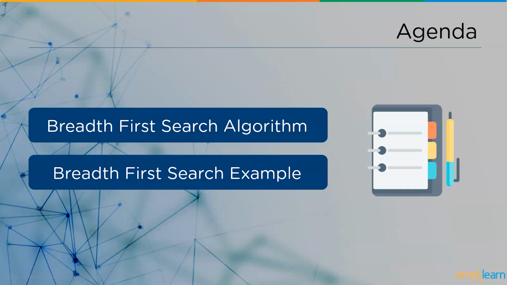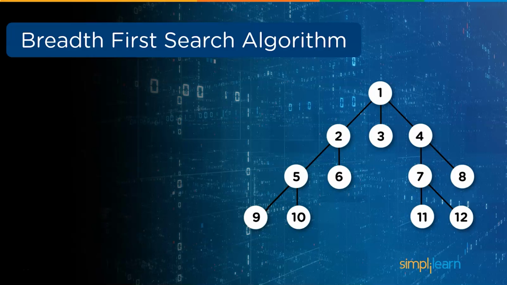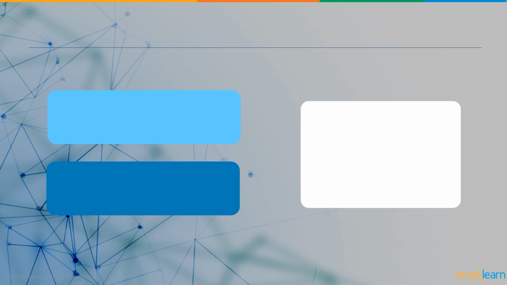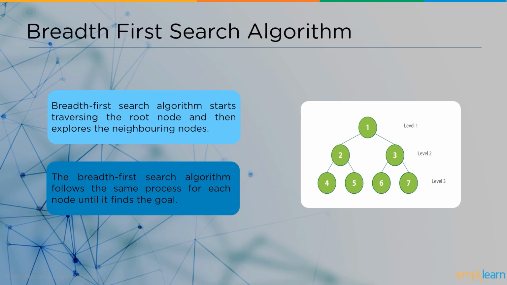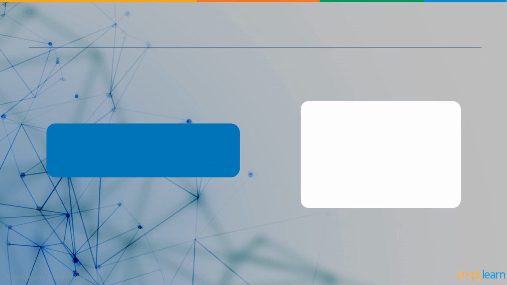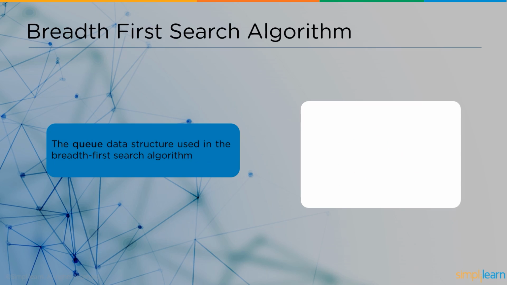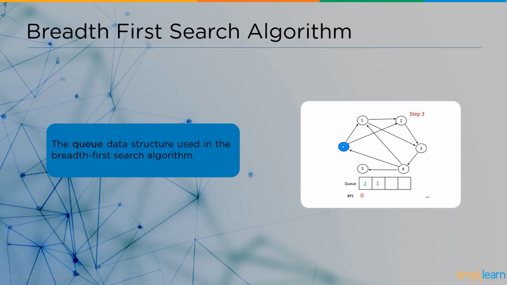Our agenda begins with the explanation of what exactly the breadth-first search algorithm is. Followed by that, we will look into an example of the breadth-first search algorithm for greater comprehension. First, we'll build a breadth-first search algorithm, which begins by traversing the root node and then moves on to all the other nearby nodes. The breadth-first search approach repeats the procedure for all the nodes until the desired node is found. The queue data structure is the data structure that is used for the breadth-first search algorithm.